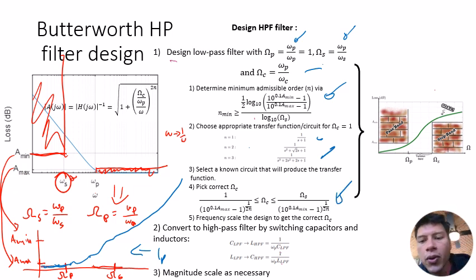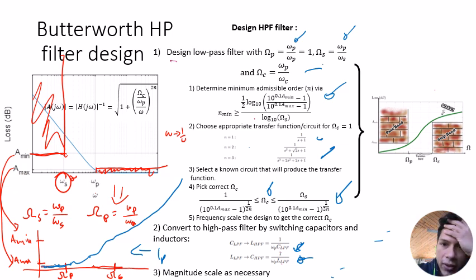Then once we know the order we're going to use, we simply choose an omega cutoff that we need to scale by. We scale the circuit, and then we get our low pass filter. Then we convert that low pass filter to a high pass filter using this formula here. And that's it. That's going to be our design process.